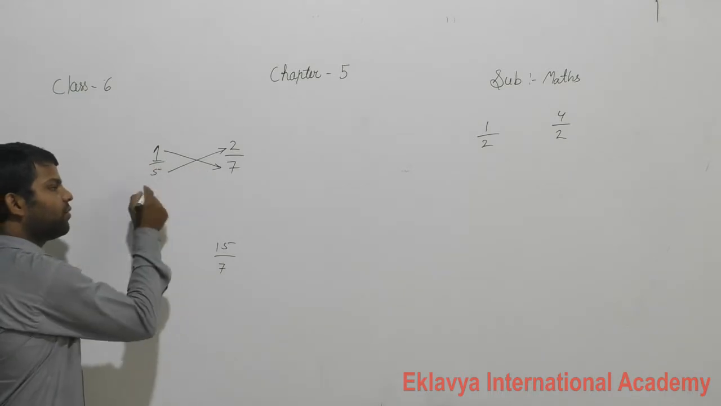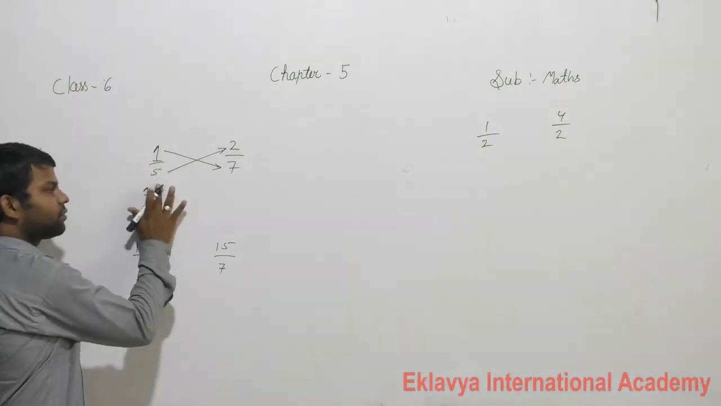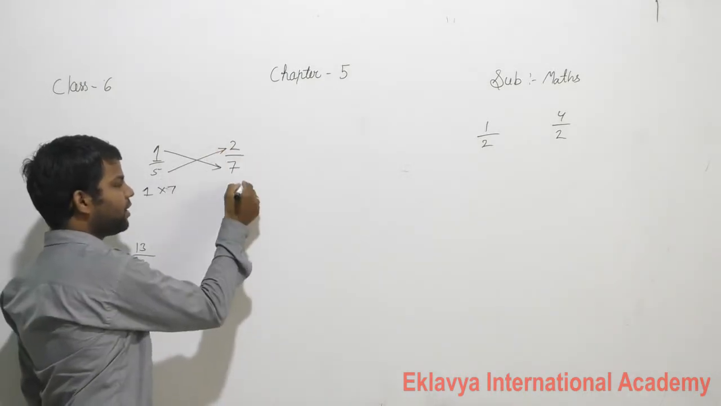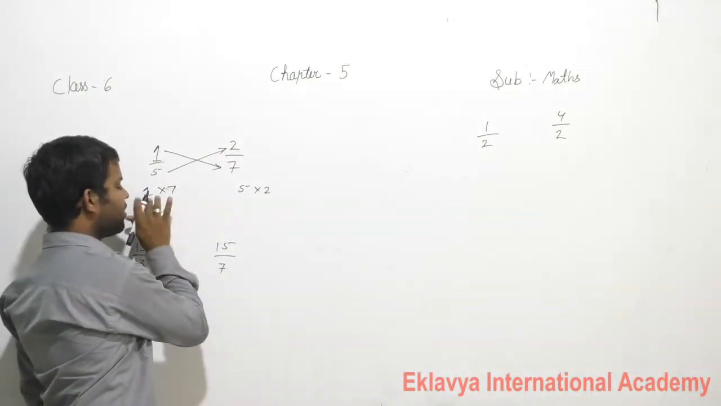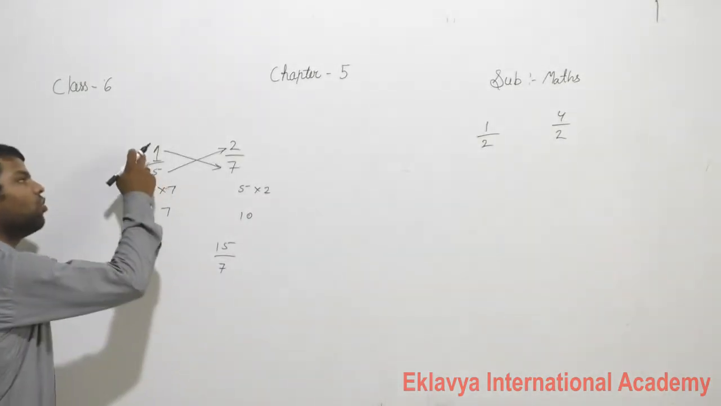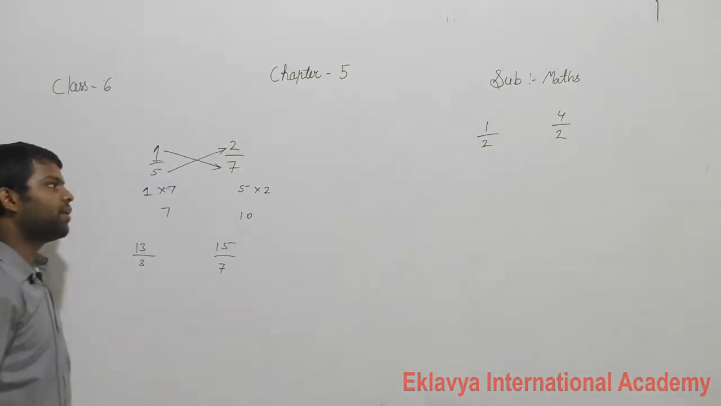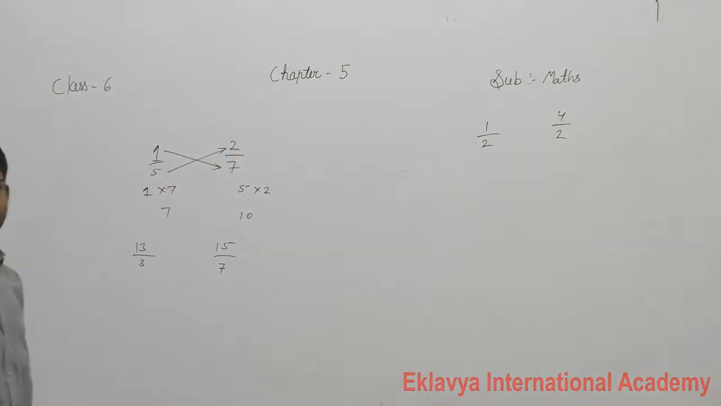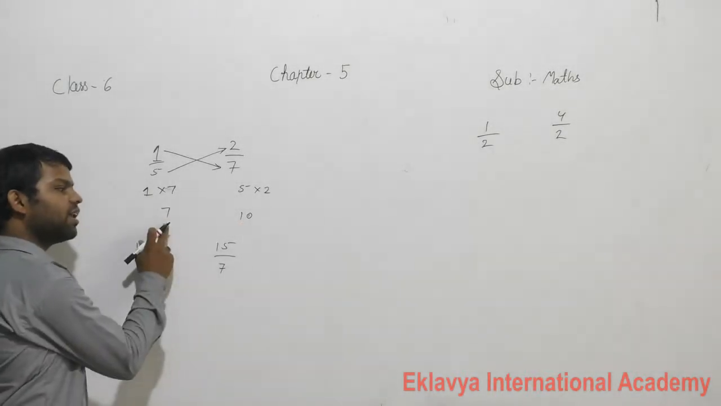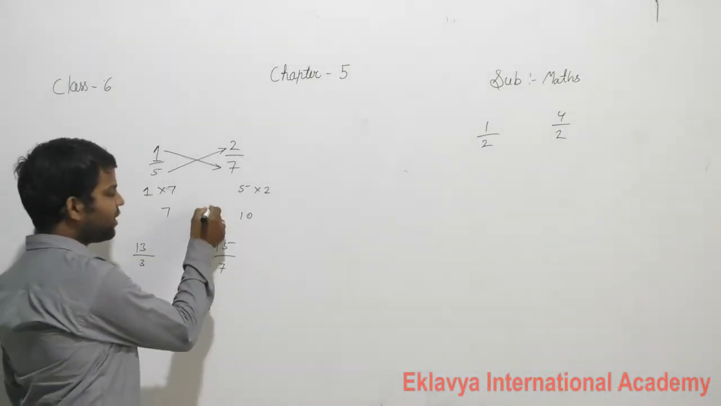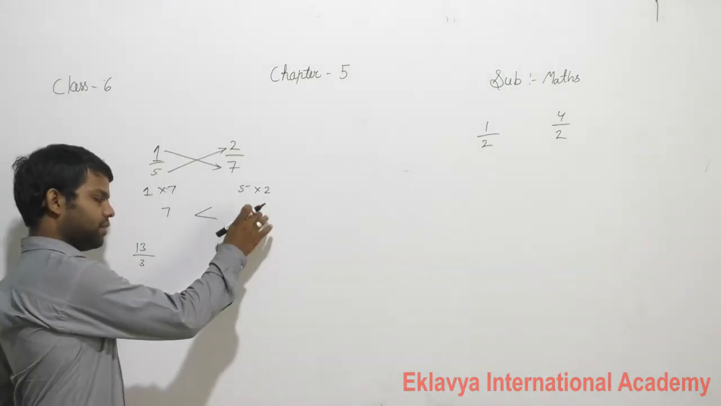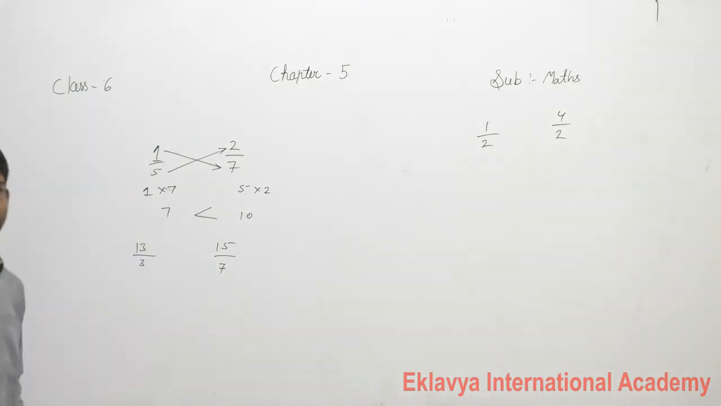So 1 multiplied by 7 and 5 multiplied by 2. Then 1 times 7 is 7, and 5 times 2 is 10. Remember that the numerator always stays on the same side, but the denominator is multiplied on the opposite side. So here we got 7 and 10. 7 is less than 10, so we put the sign here. The open side denotes the number that is greater, and the closed side the number that is less.